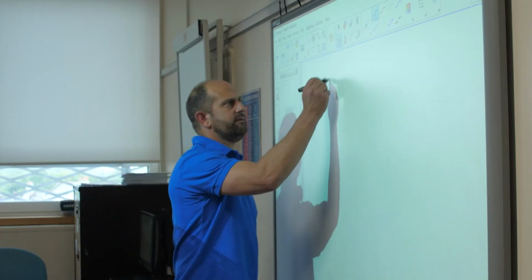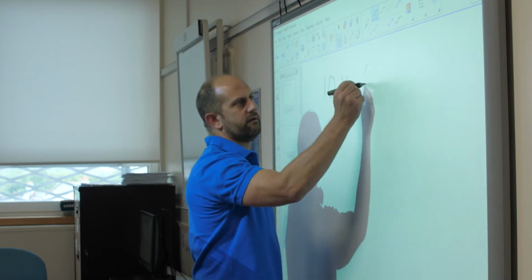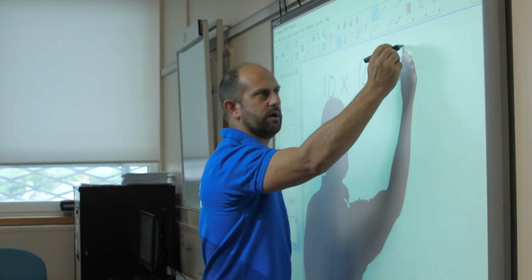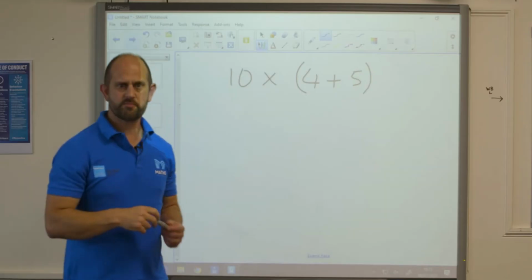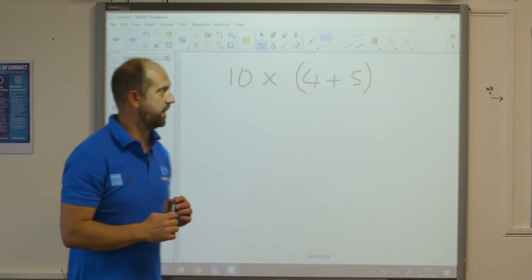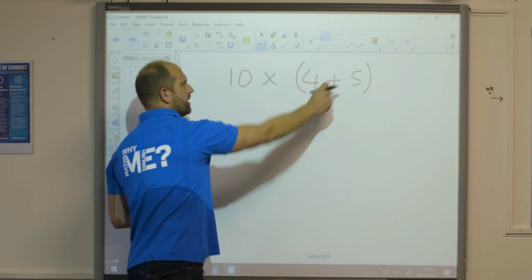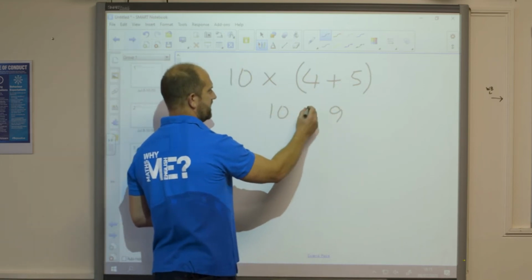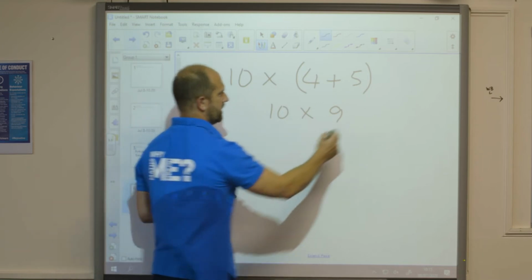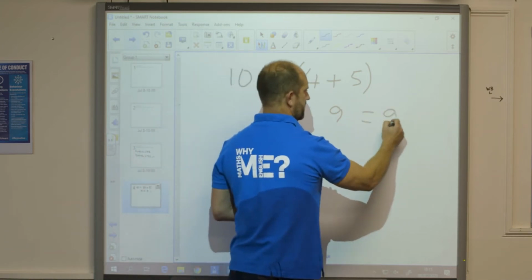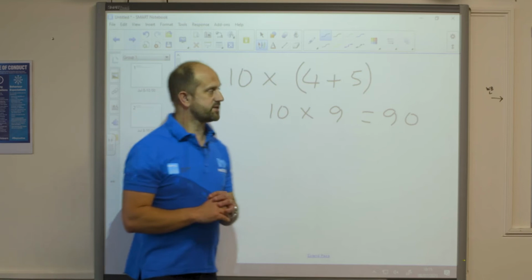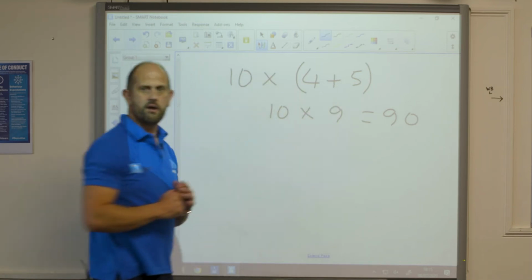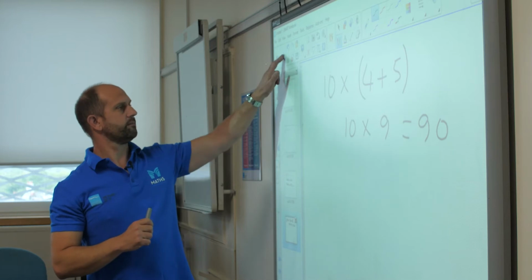If I take 10 times 4 plus 5 and put those two in brackets, according to BIDMAS, I must do the brackets first. So I've got 4 plus 5 gives me 9. Now I've got 10 times 9, and that gives me 90. So BIDMAS: brackets, and then everything else afterwards.